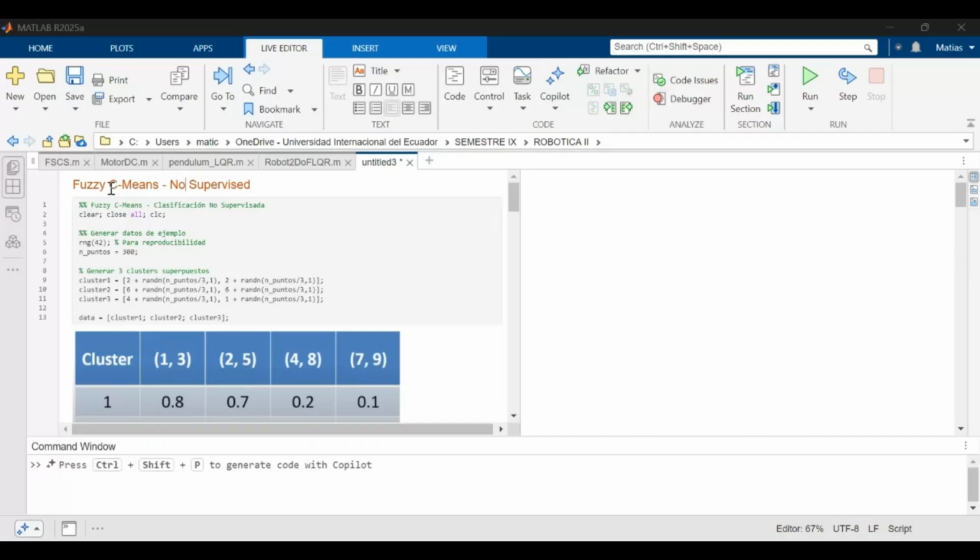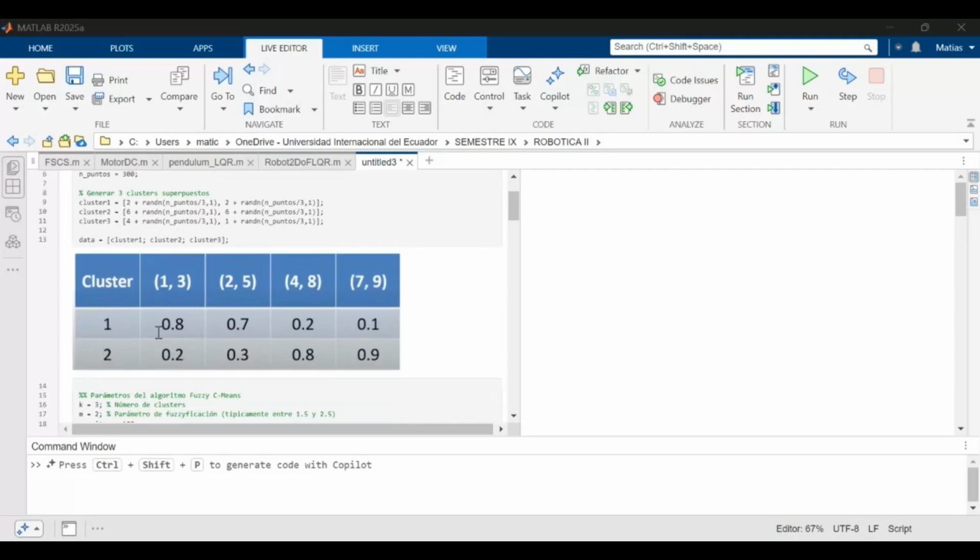Okay, welcome. This is the fuzzy c-means unsupervised method of machine learning. We're gonna give a brief summary of how it works. Basically, we have data points in the plane, and the first step is to give random belongings or predictions from different clusters.